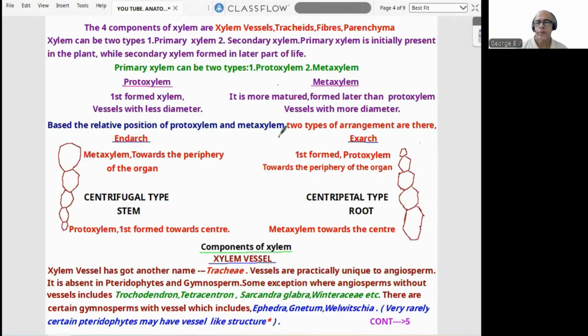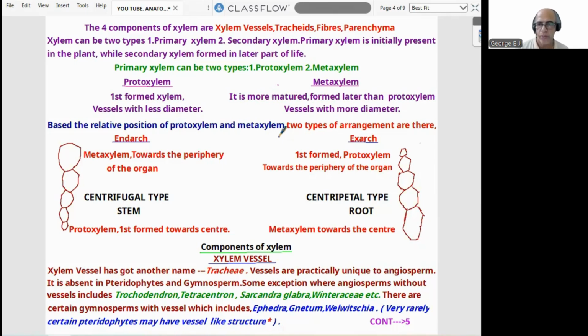Yes. When we say xylem, that is a complex tissue. The reason is that four components will be there in xylem: vessel, trachea, fibers, parenchyma. Xylem can also be classified another way, into two types: primary xylem and secondary xylem. Primary xylem is initially present in the plant, while secondary xylem is formed in the later part of life. That is why it is called secondary.